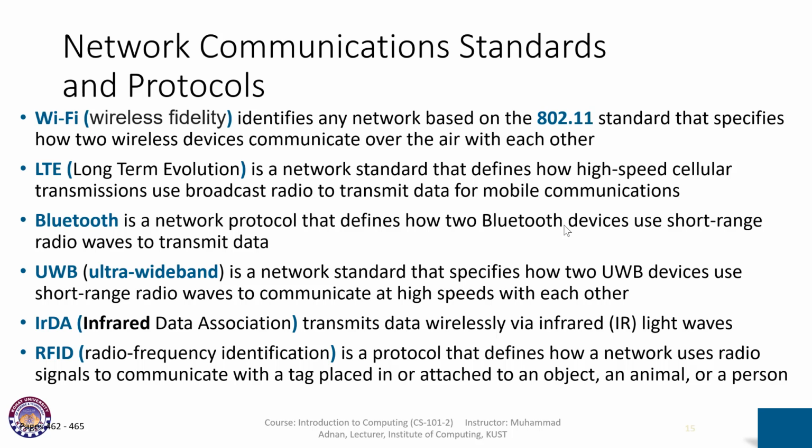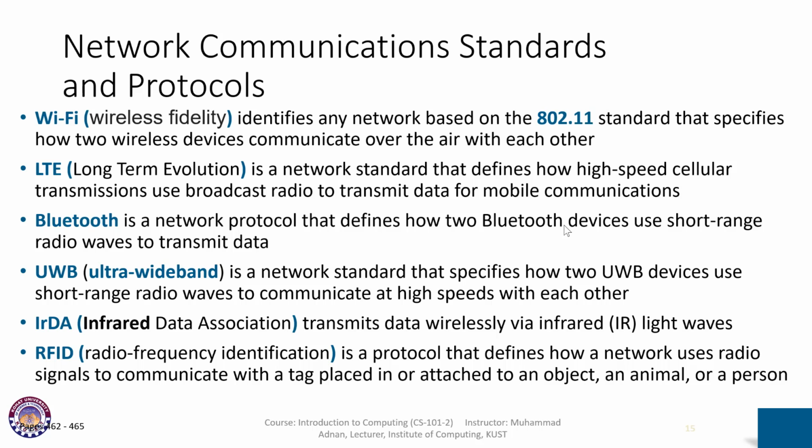I'm going to briefly discuss them. The first one is Wi-Fi, called wireless fidelity. It identifies any network based on the 802.11 standard. Remember, 802.11 is a network standard that specifies how two wireless devices communicate over the air with each other. So Wi-Fi identifies how two devices will communicate with each other following the 802.11 standard.